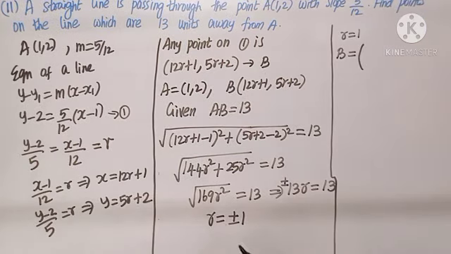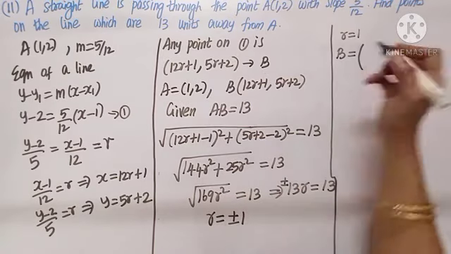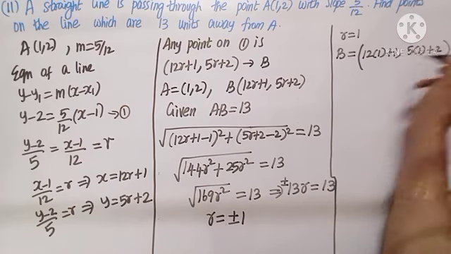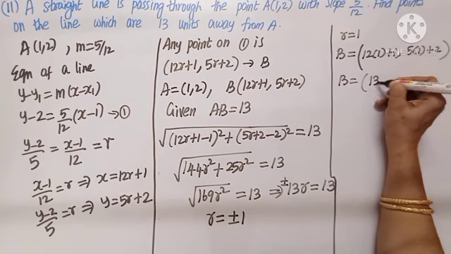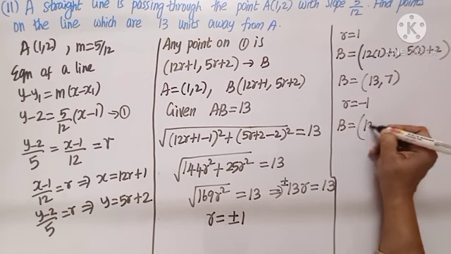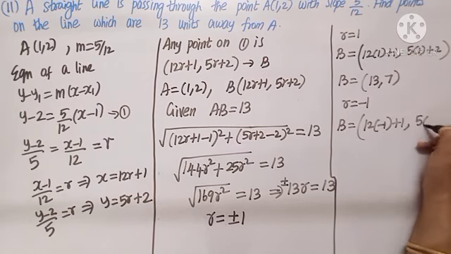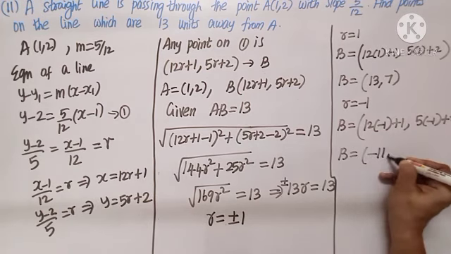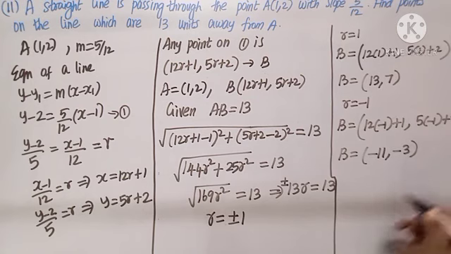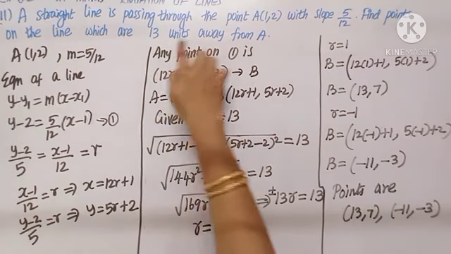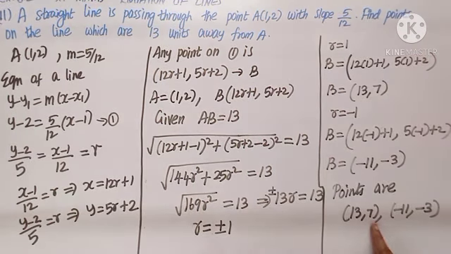Putting R equal to 1, we get B equals (12 into 1 plus 1, 5 into 1 plus 2). That is 12 plus 1, 13, and 5 plus 2, 7. Putting R equal to minus 1, B is (12 into minus 1 plus 1, 5 into minus 1 plus 2). That is minus 12 plus 1, minus 11, and minus 5 plus 2, minus 3. Therefore, the required points on the line which are 13 units away from A are (13, 7) and (minus 11, minus 3).